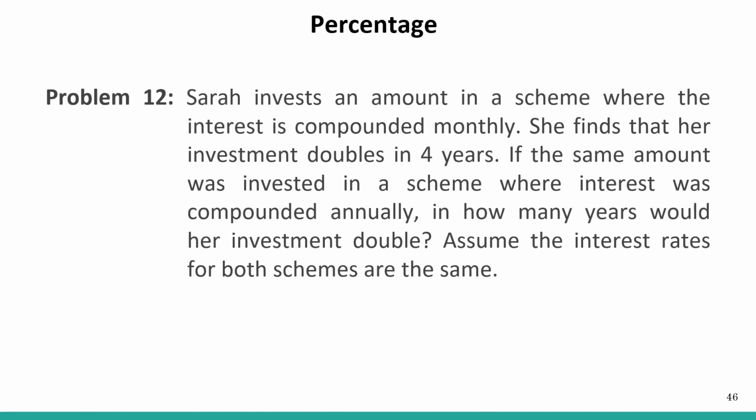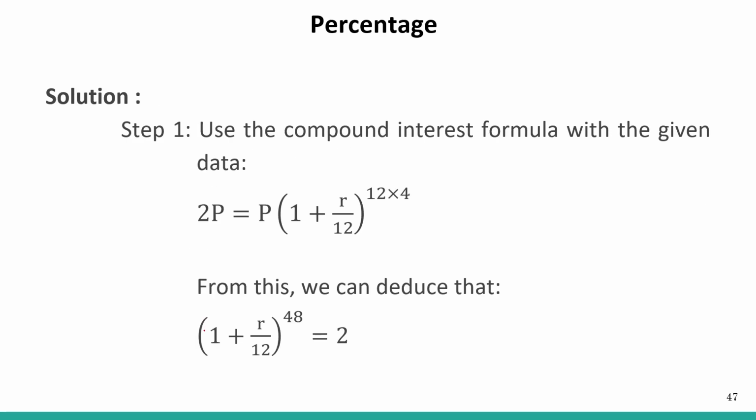Let's see problem number 12. Sarah invests an amount in a scheme where the interest rate is compounded monthly. She finds that her investment doubles in 4 years. If the same amount was invested in a scheme where the interest rate is compounded annually, in how many years would her investment double? Assume the interest rates for both the schemes are the same.